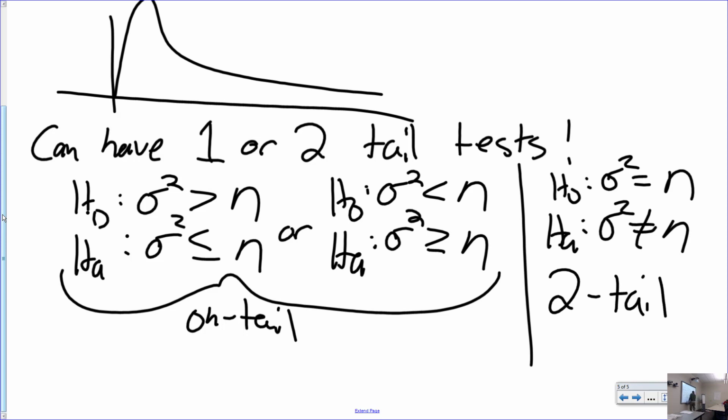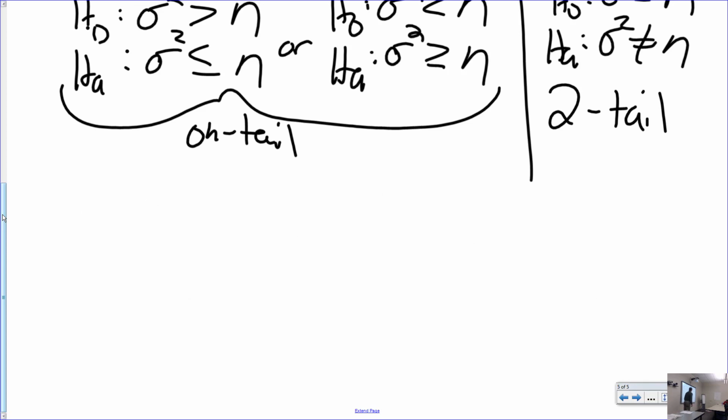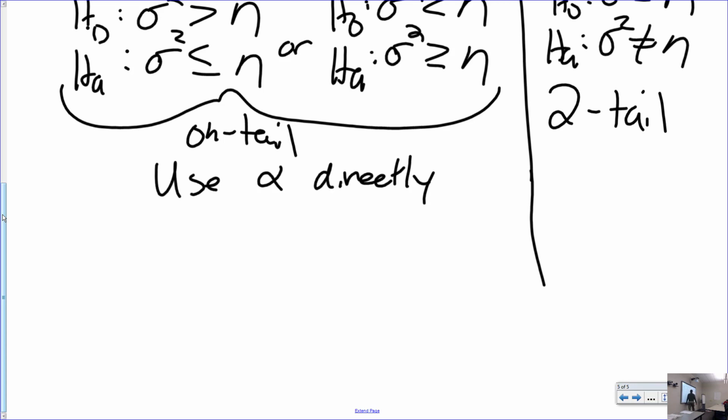And note the key to this: when you're working on a one-tail test, we're going to use the alphas directly. When you're using a two-tail test, we're going to use alpha over 2. So we're going to have to split the alpha in half. And we'll talk more about that when we actually start diving into some real examples.